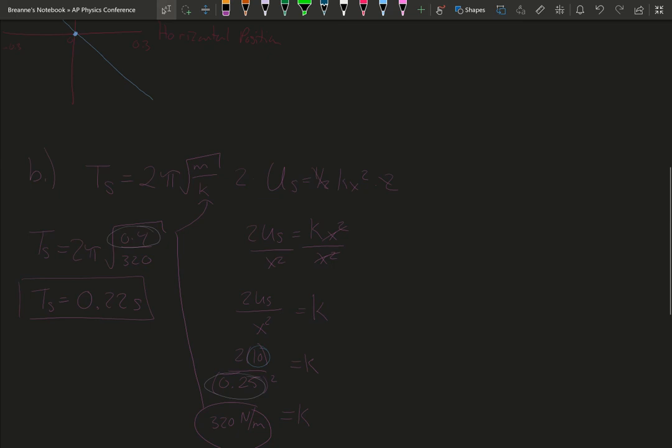Again, simple harmonic motion is just the spring going back and forth, back and forth, back and forth. The grid below represents the kinetic energy of this new spring-block system as a function of the horizontal position of the center of mass of the block. Sketch the curve of the kinetic energy of the spring-block system as a function of the horizontal position.